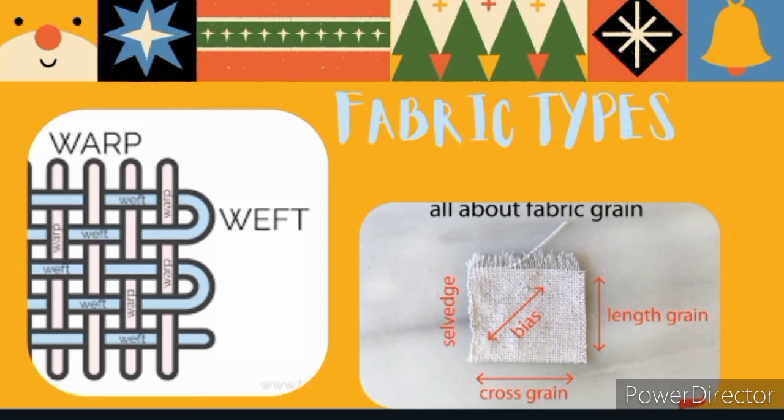Now, this one is the orientation of the fibers woven or knit together. That is the joining together of fibers, woven or knit, to create a fabric. The grain creates lines that run parallel and perpendicular to the selvage edge. You can check them from our image there.